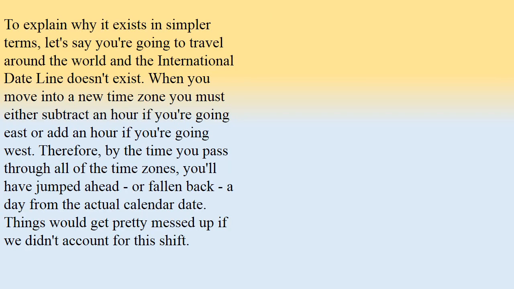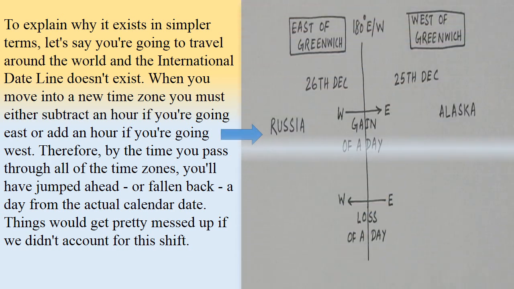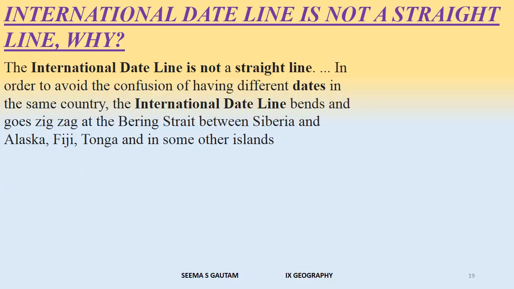To avoid such confusion, a correction of date is made along the 180-degree longitude, which means that whenever a ship or plane crosses 180-degree longitude from west to east, it repeats a day or a date. It is gained, and when it crosses the same meridian or line from east to west, it omits or loses one day or date.